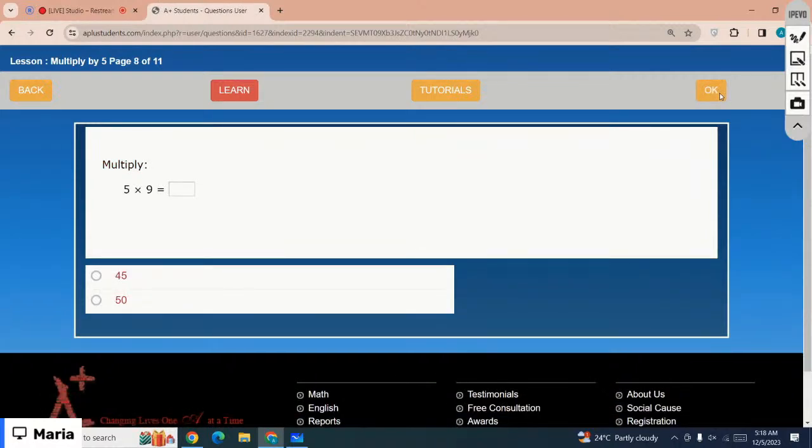The next one is multiply 5 times 9, which is the correct option. Yes, the correct option is 9 times 5 equals 45. The correct option is 45.